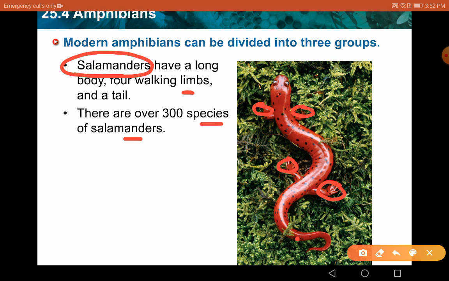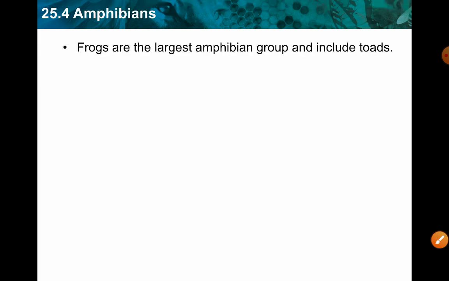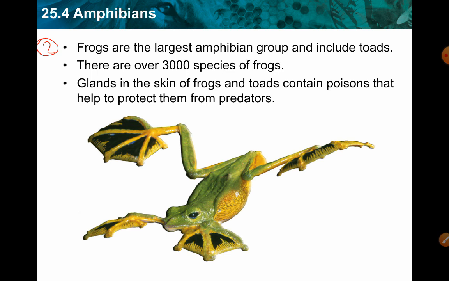Inshallah, I'm going to upload all these things: diagrams, PowerPoint files, assessment files, and videos also if you want. So the first group is called salamanders. This is number one. Number two, let's move to the second group, which is frogs. Frogs are the largest amphibian group and include toads.